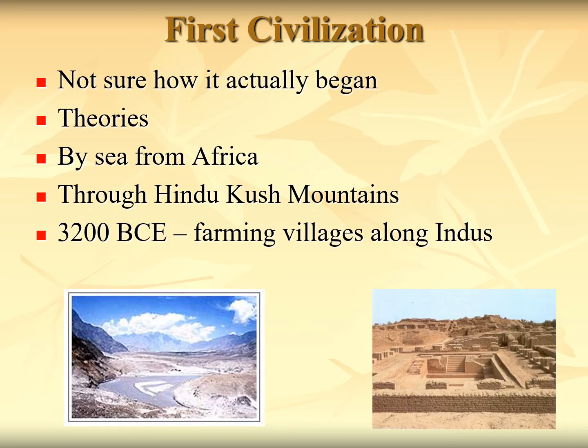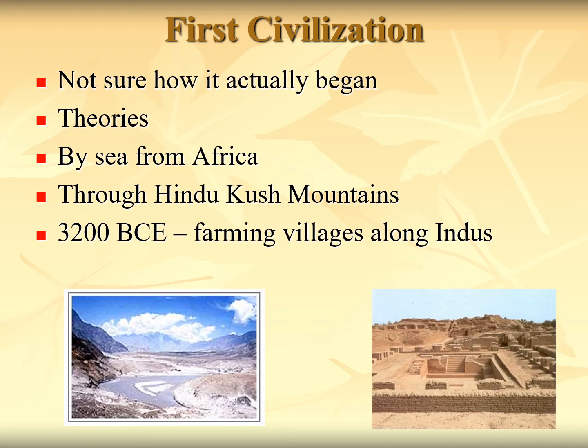So we're not really sure how the first civilizations began. There's many theories about this. There's theories that they could have come by sea from Africa, maybe through the Hindu Kush Mountains, but we do find farming villages along the Indus River. So just like in Mesopotamia and Egypt, early civilizations in India emerged in the river valleys.